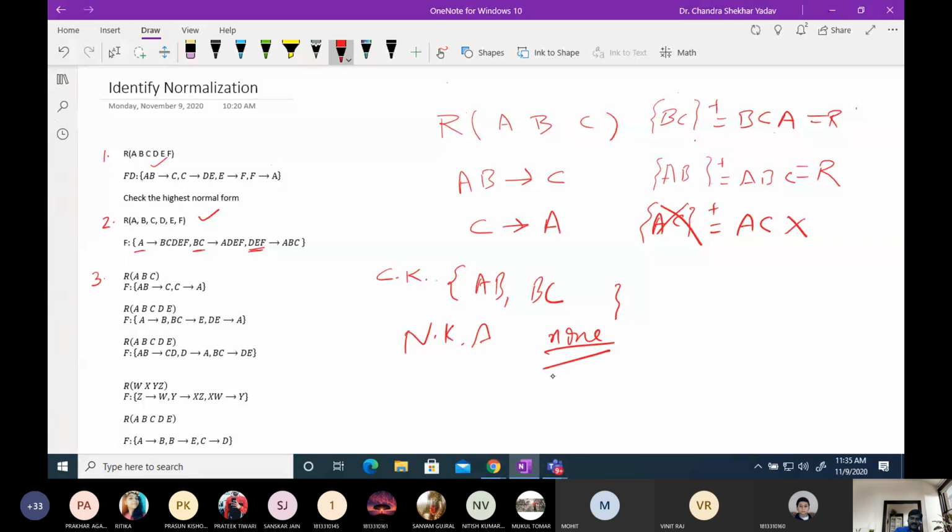So R is at least in third normal form, but first we check whether R is in BCNF or not. So for this FD left hand side is candidate key, but for this FD left hand side is not candidate key. So R is not in BCNF, but R is in third normal form. So highest normal form of this R is third normal form.